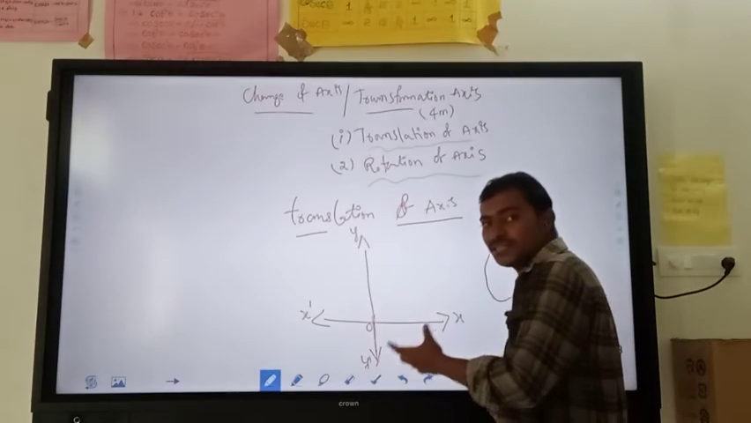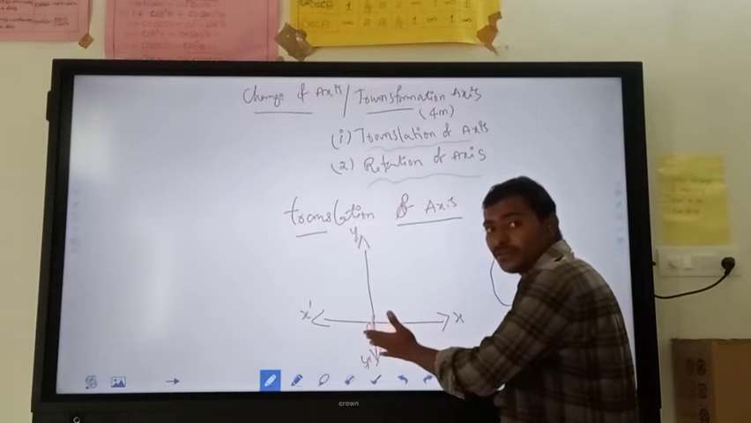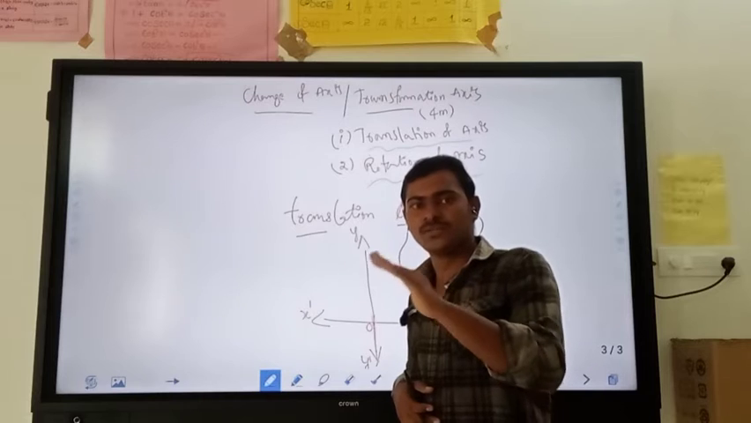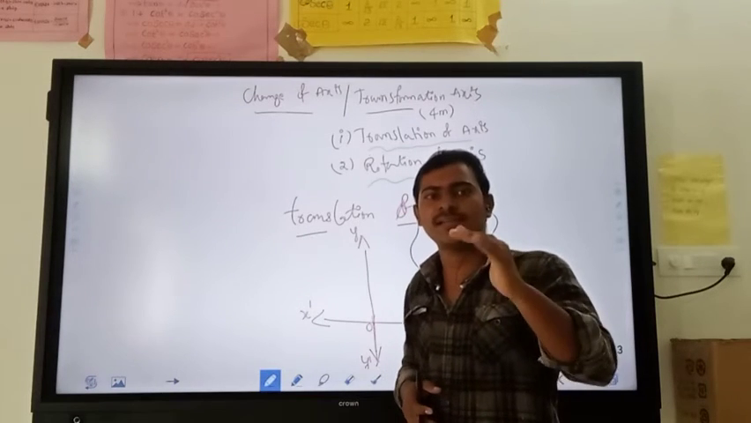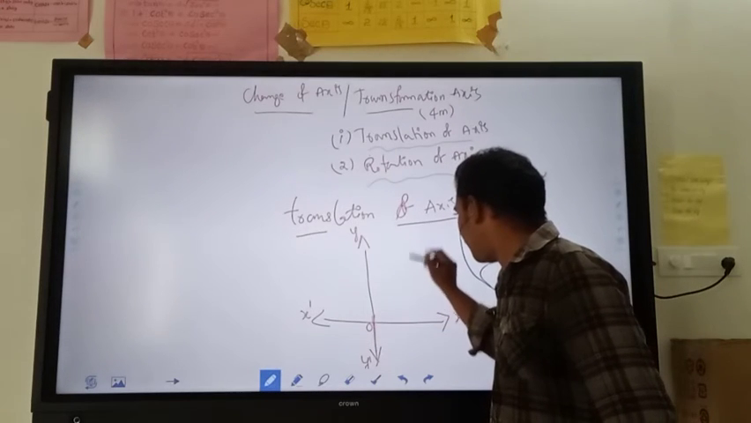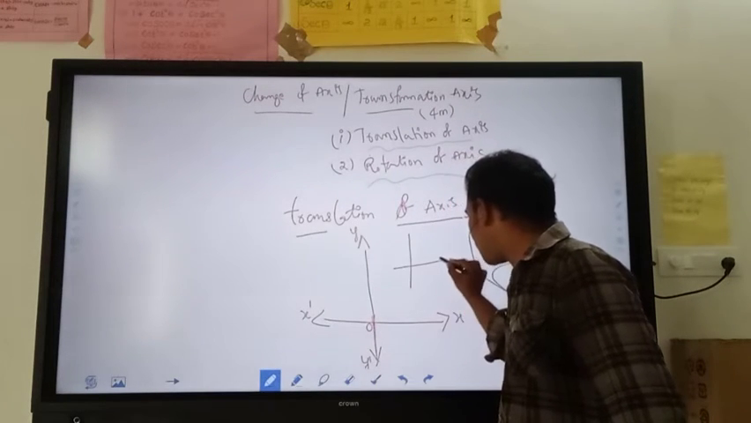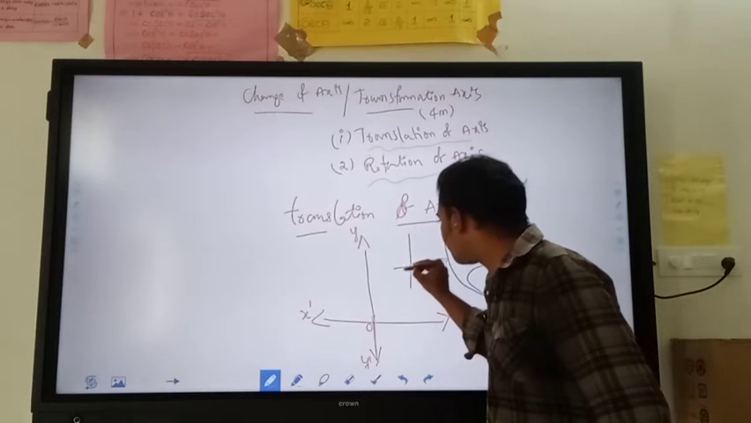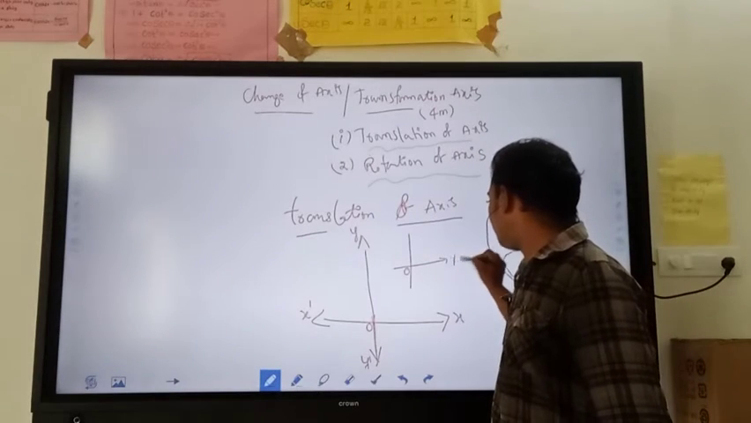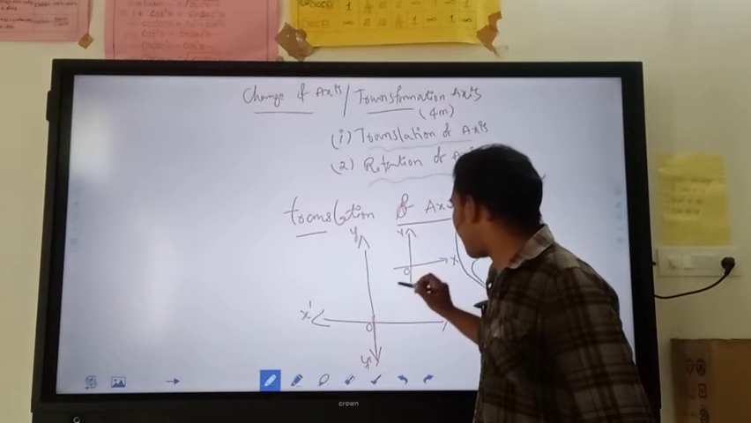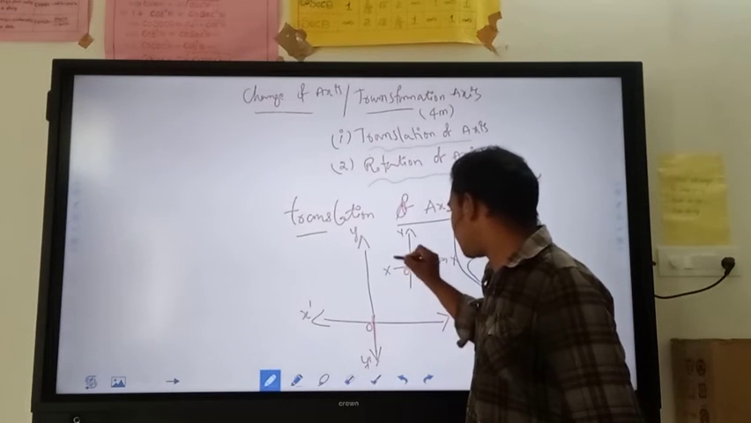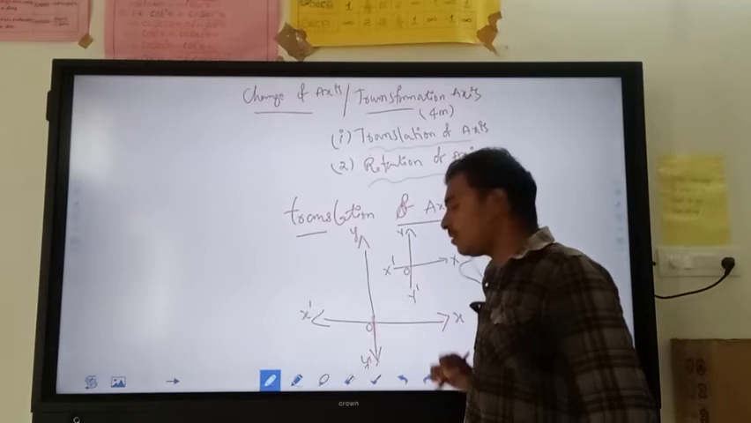What does translation of axis mean? We shift the origin from one place to another place without changing the axes. Now here we have the origin, and I am changing the origin position. So the origin is O, this axis is capital X, this axis is capital Y, and here capital X dash and capital Y dash.